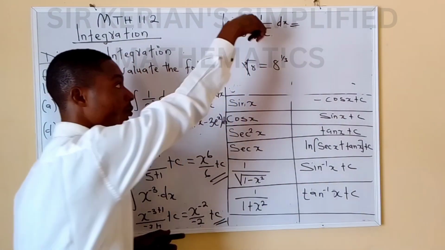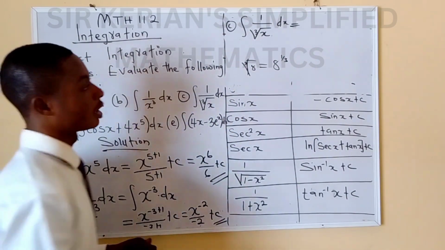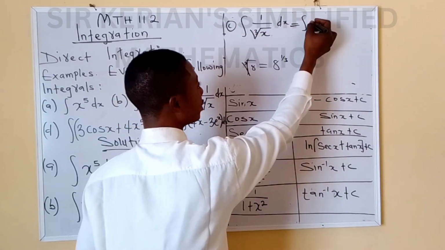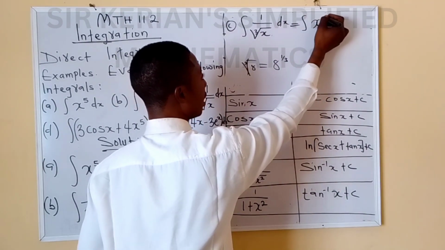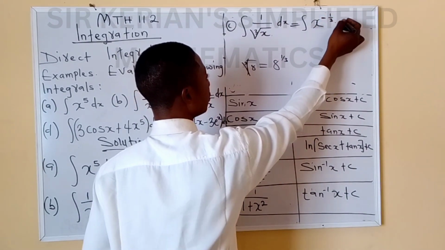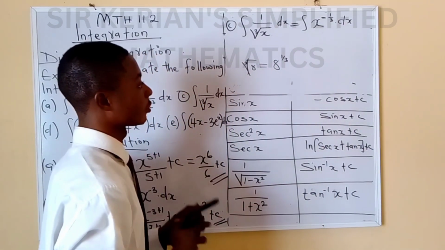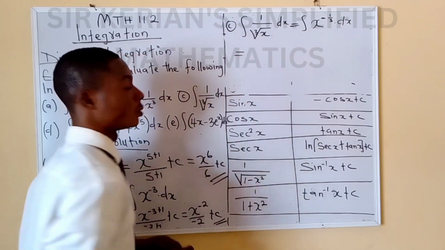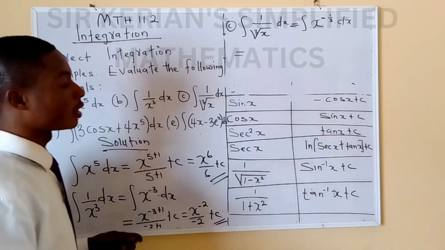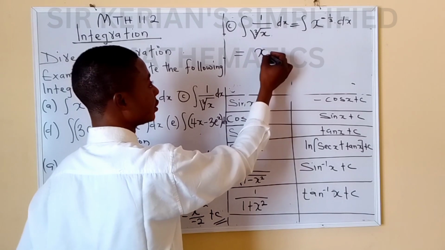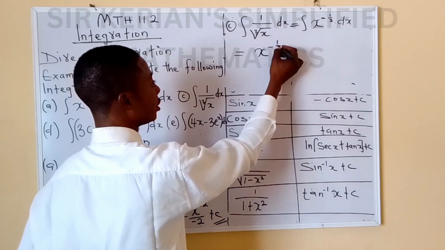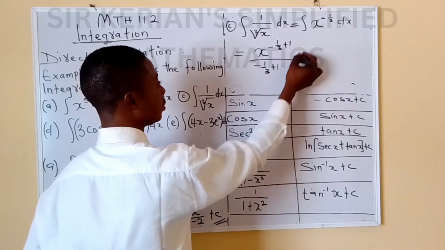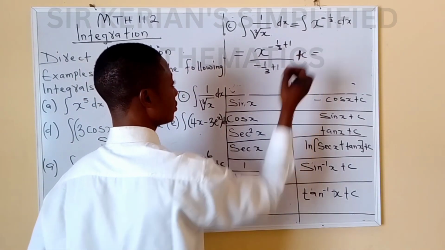And then if the cube root is standing below, it's still inverse. That means what you are seeing here is same as the integral of x raised to the power of minus 1 over 3 with respect to x. That is same thing. So to proceed, it will be equal to, you add 1 to the power divided by the entire power. So it will be x raised to the power of minus 1 over 3 plus 1 divided by minus 1 over 3 plus 1 plus your constant c.